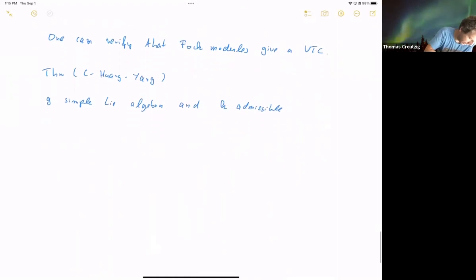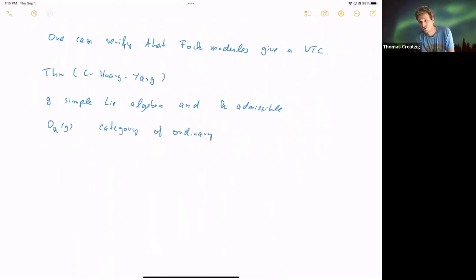So then one can look at the category of ordinary modules. We called it O_K(G), or maybe O_K(G) ordinary. There's always a clash of notation because the category O also likes to have an O. Anyway, the category of ordinary modules is a subcategory of the category O. It's the subcategory of those modules that are integrable as modules for the horizontal subalgebra. So that means each conformal weight subspace has finite dimension.